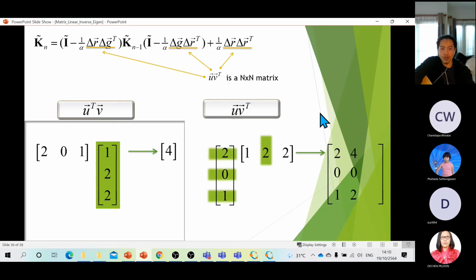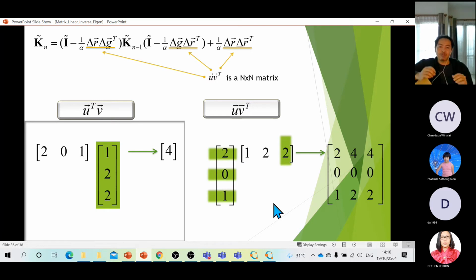Okay, and let's do it again in one step, in one shot. 4, 0, and 2. Okay, very good. Now the last column, you move to the last column, and you just do the same thing. 2 times 2 is 4. 2 times 0 is 0, and 2 times 1 is 2. So that's how you do this kind of strange notation of u and v transpose.